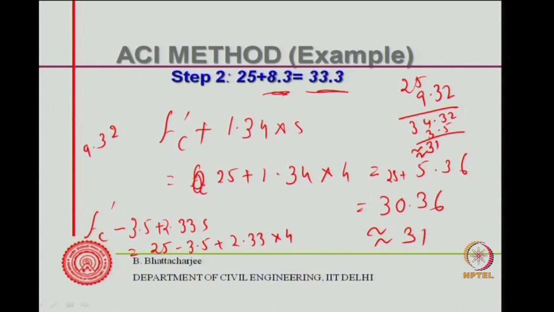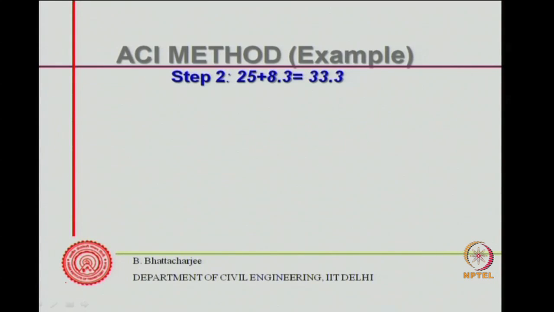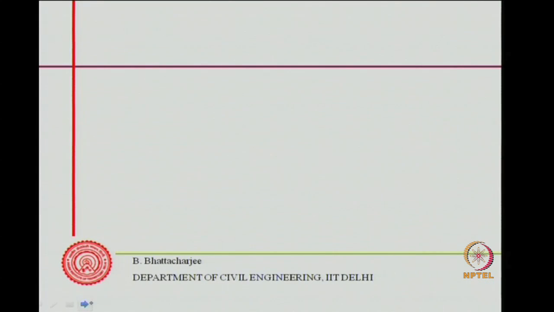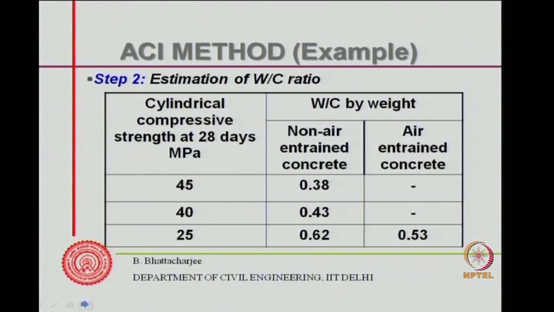So, both ways, taking the maximum of the two, I am getting 31. So it will be 31 if the standard deviation is known, and if it is not known, it would have come to 33.3. So the average strength would be 33.3. One has to decide, and since we said that the standard deviation is not known, we will be designing for 33.3, and correspondingly I must find out the water cement ratio from the table.